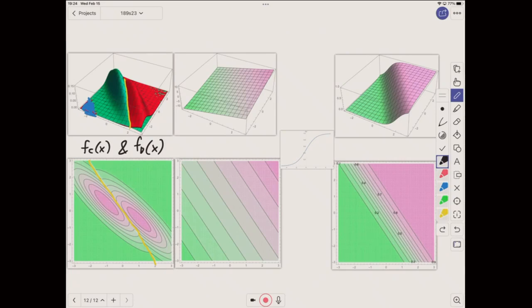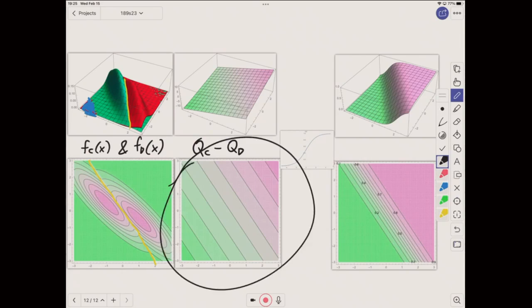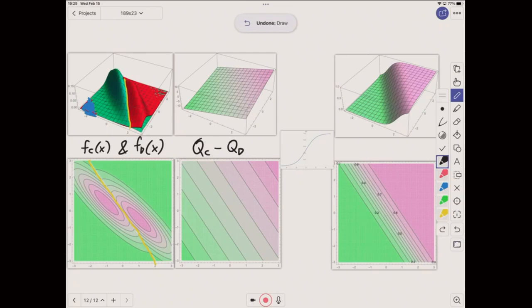And again, the way we want to compute this in practice is not by applying an exponential to every sample point, but by comparing QC minus QD instead. And here you can see, as I promised, that now QC minus QD is a linear function rather than a quadratic one. And the decision boundary is, again, where QC minus QD equals 0.